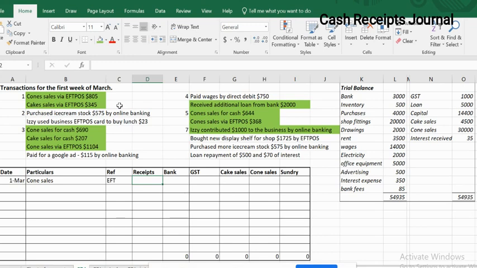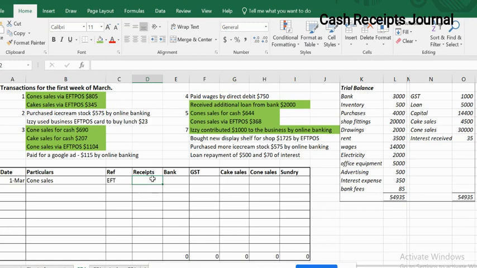So in this case, we want to keep our information regarding our cone sales and our cake sales separately. So that's why we have them separate and we're not just putting them under one total of sales. It's all about providing that financial information so businesses can make informed decisions with what they do.